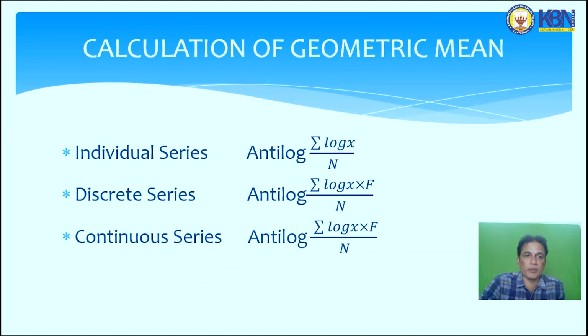Calculation of geometric mean. Individual series: anti-log of sigma log x by n. First of all, you identify the values of the variables. Then based on the values of the variables, we can calculate log x, and the total summation of log x is sigma log x. After finding the value, we do the anti-log. If you get some answer, you take its anti-log. You can see the values in anti-log tables.